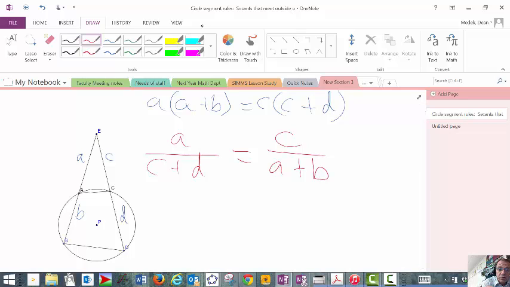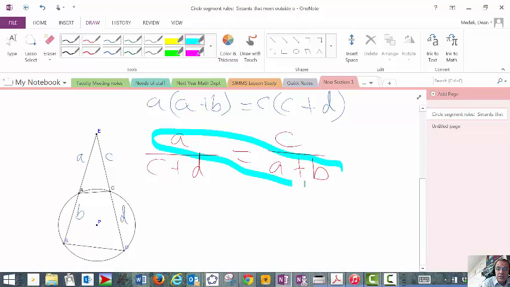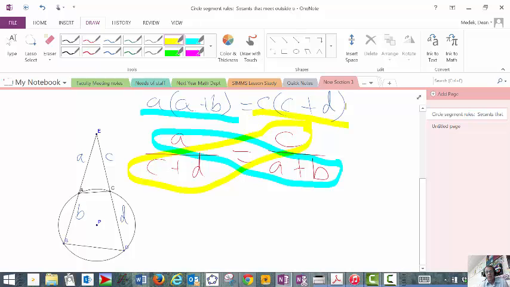Well, we are real close to this relationship now. In fact, if we do a little cross multiplying, A times A plus B must be equal to C times C plus D. And there we have it. And that age-old problem that I was having is now explained.